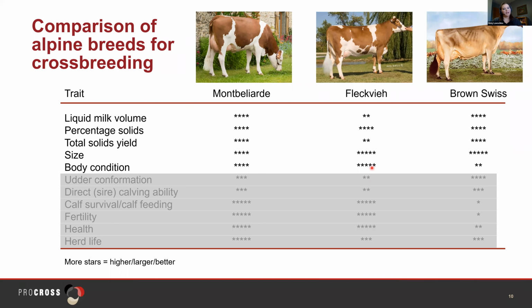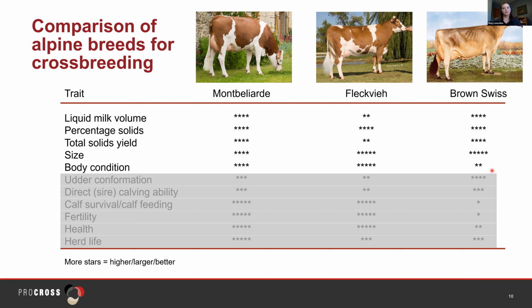Let's talk quick about size and body condition. Fleckvieh rates the highest on those traits. They have a lot of body condition and a lot of muscling, so they get high stars there. Brown Swiss gets high stars for size because they are a very large frame size breed. They're very tall. And when you use them in crossbreeding, they keep getting taller as they age. Montbelliard is smaller in frame size than these other breeds, and they have more moderate amounts of body condition compared to Fleckvieh. So they're at 4 stars for each of these.